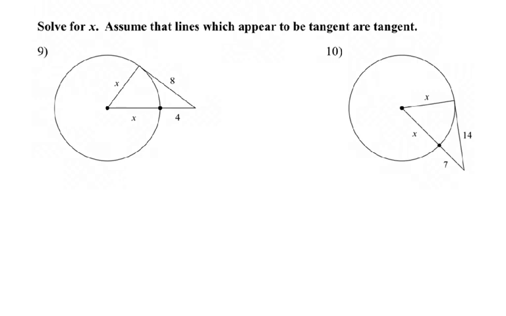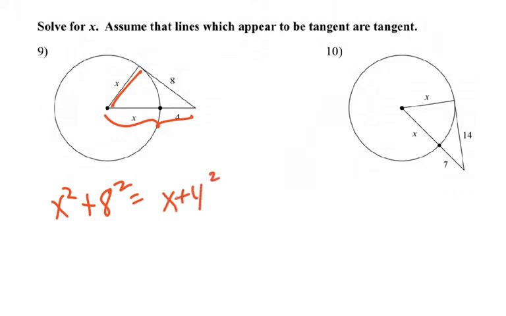Okay, this one solved for x again. Lines that appear to be tangent are tangent, so I've got to find the radius. And so thinking about what I know, this is a little bit different because you're going to say x squared plus 8 squared is equal to this entire thing. It's not x, it's x plus 4. And you can't just say x plus 4 squared like that. It's quantity squared like that.